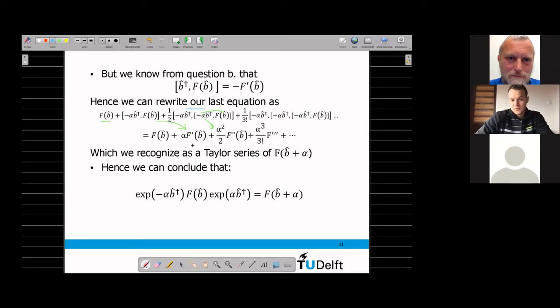And we can recognize that this is actually the Taylor series of f evaluated at B plus alpha, with alpha being this parameter. So we began by evaluating this expression using the lemma that I showed you. And we end up with this being equal to the Taylor series of f of B plus alpha.